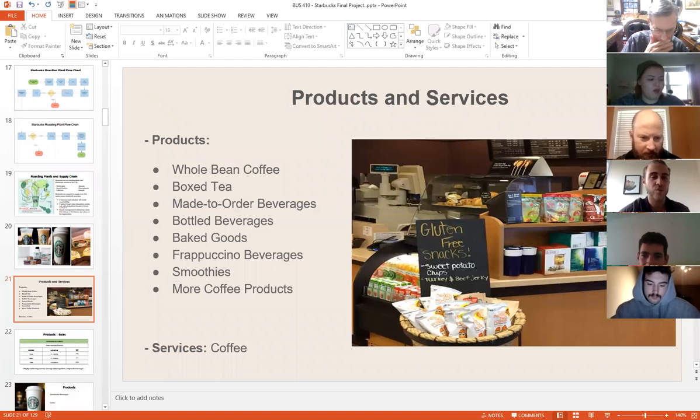Yeah, so here we have the products that Starbucks offers. So these are all the products and services. Starbucks has the coffee.